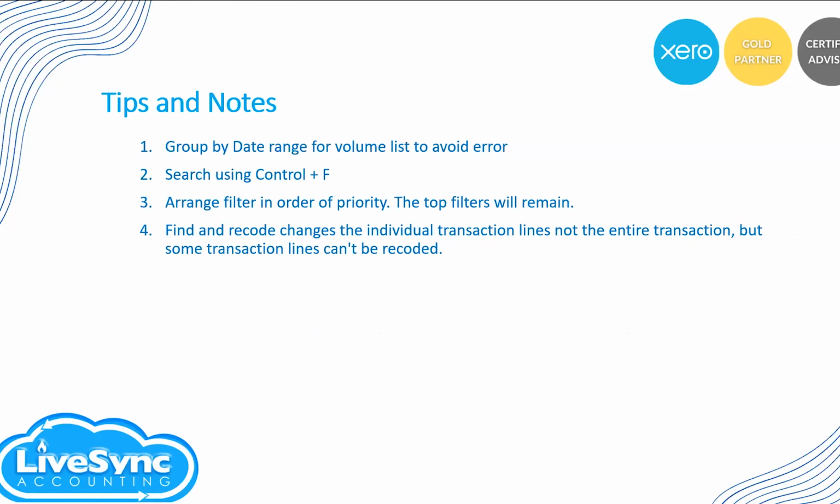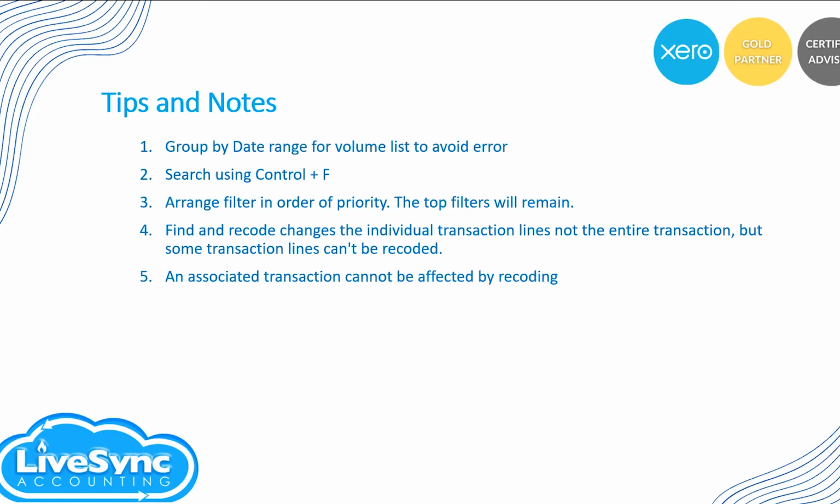So what I'm saying here, for example, you have a supplier bill that contains, let's say, 20 lines. And that 20 lines are composed of different accounts. So if you only narrow to one particular account and you want to change that through find and recode, what would be changed is only that particular search line. The rest of the lines in the supplier bill will not be affected.